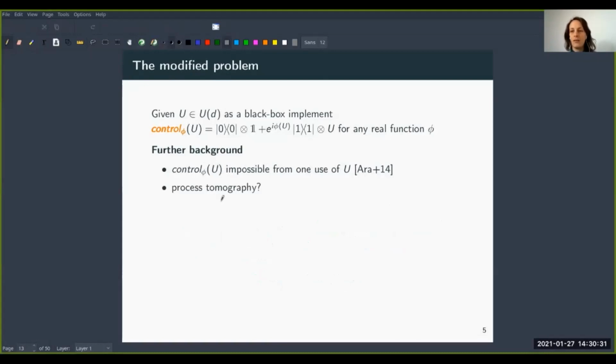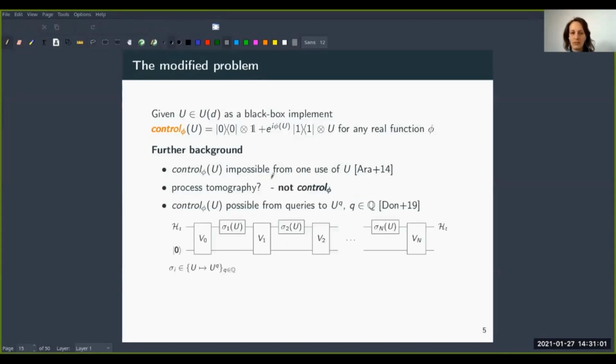Then an idea when allowed multiple queries to the oracle is just to do process tomography on the oracle, which is sort of a brute force approach, and get out a matrix that approximates U and then to decompose this matrix to elementary gates, add control to each one, and implement this to the task Hilbert space. We will see that this approach actually cannot implement control phi of U for all U. What we can do is to implement control phi of U if we are given queries to fractions of U.